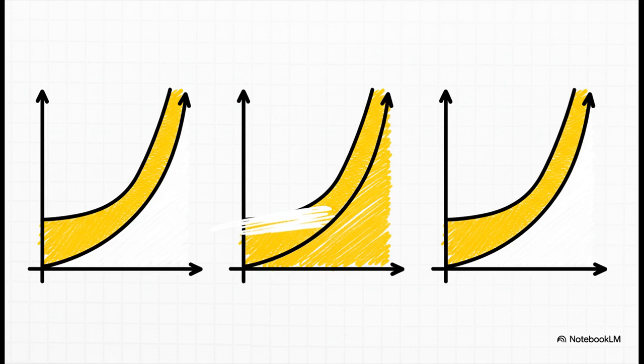We take that big area from the upper curve and we basically just cut away the area from the lower curve. And what's left behind? It's precisely the little region we wanted to measure all along. It's so simple, so powerful, and honestly, kind of beautiful.